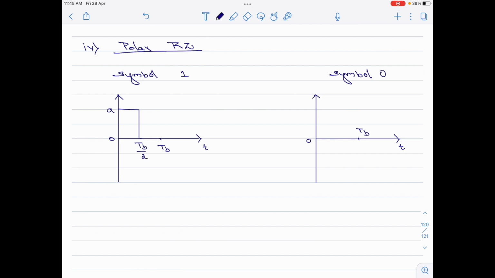Coming to symbol 0, whenever we need to transmit a symbol 0, we transmit a pulse of amplitude minus A and duration TB by 2, and for the remaining bit duration, we transmit 0 volts. So, it would look like this. Right. With that information, we can now start plotting the waveform.